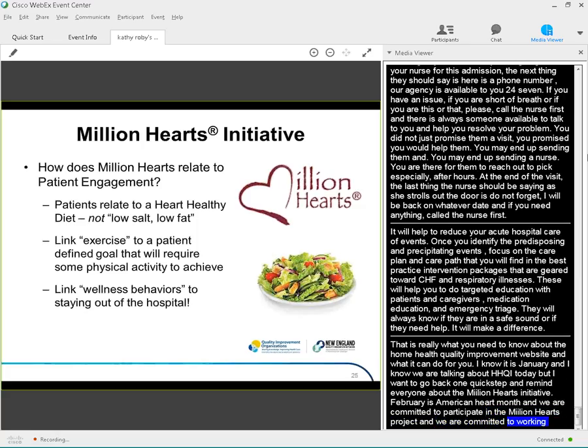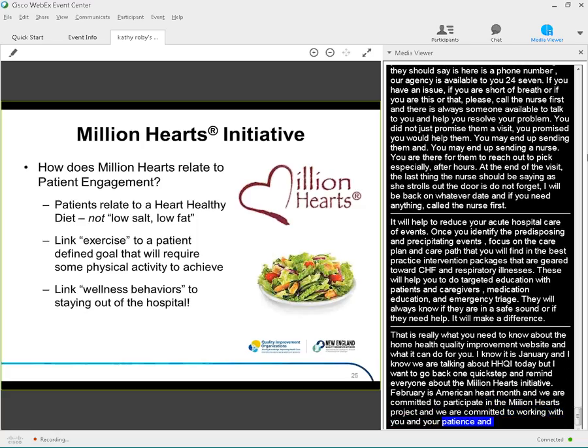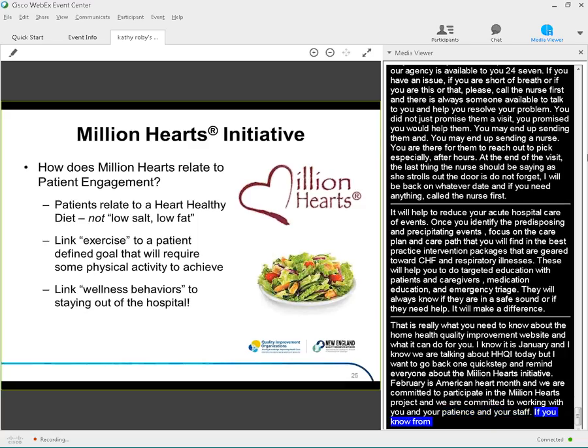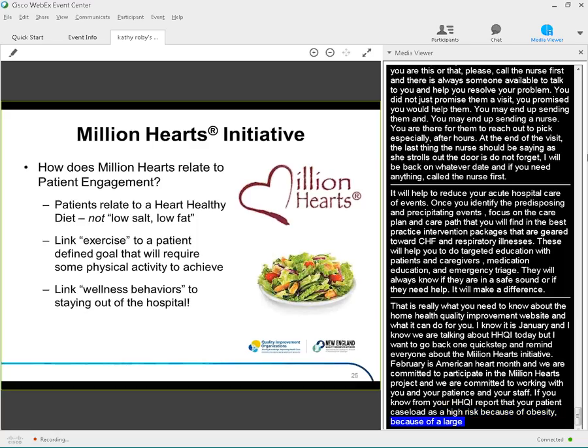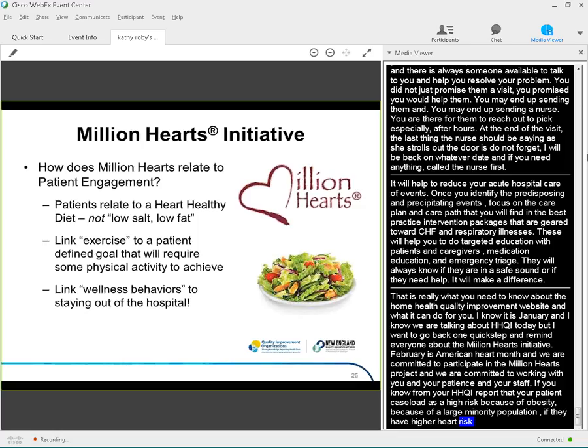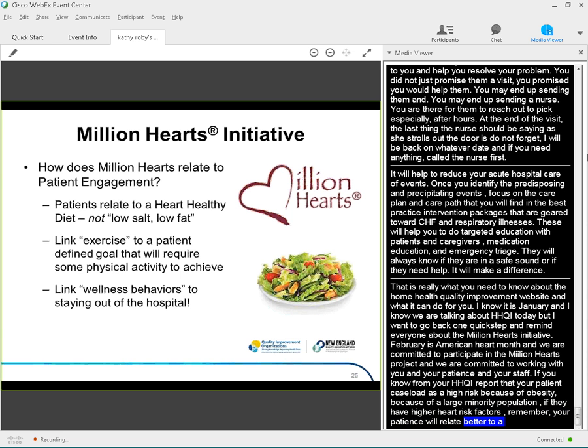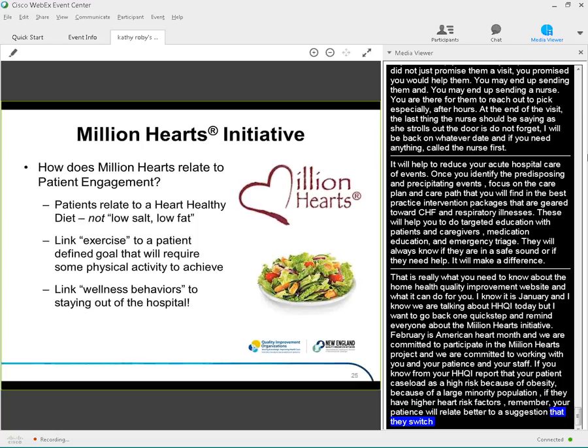If you know from your HHQI reports that your patient caseload is at high risk because of obesity, because of a large minority population, if they have higher heart risk factors, remember, your patients will relate better to a suggestion that they switch this for that as part of a heart-healthy diet. They're sick to death of hearing about low salt and low fat. They're not going to go there.